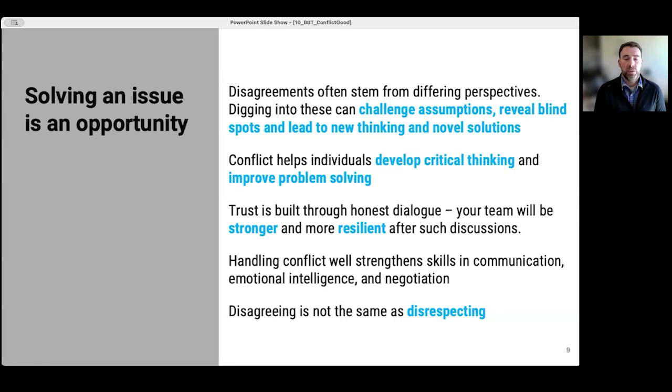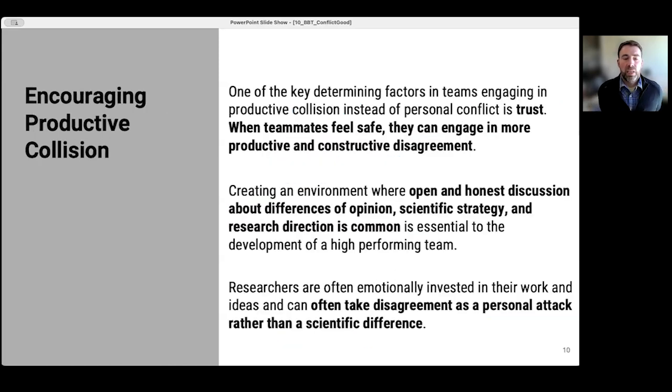If you're afraid to engage in disagreement, you are never going to be an effective negotiator. It's not the same as disrespecting. You're not questioning the person, you're questioning ideas. And that's great. That's what the scientific enterprise is all about. Science thrives on disagreement. One of the ways to do this is to really encourage people to do this more often. You can formalize this.